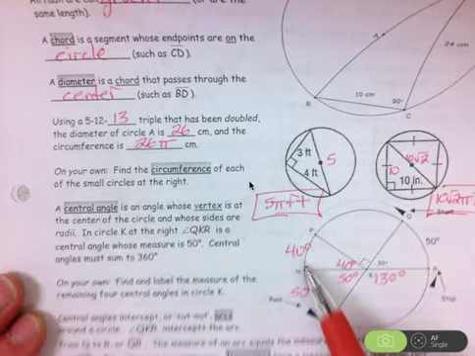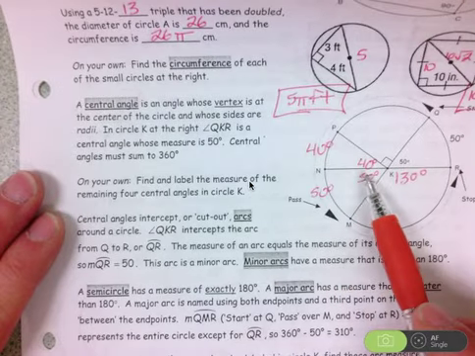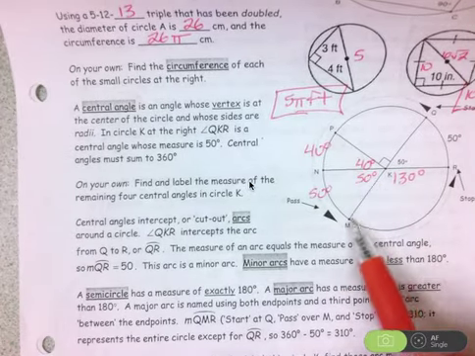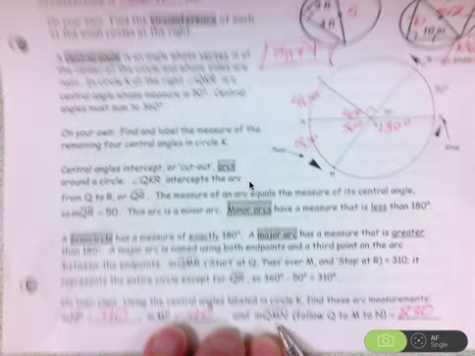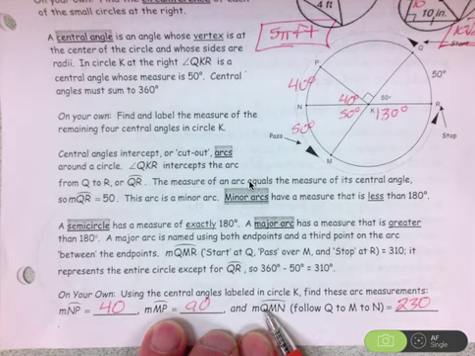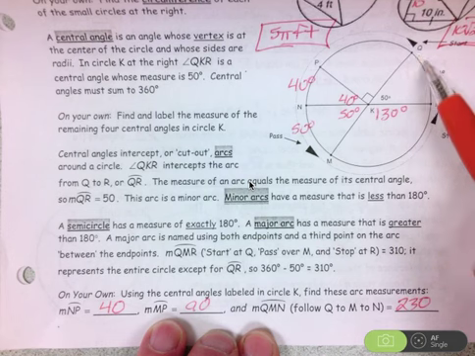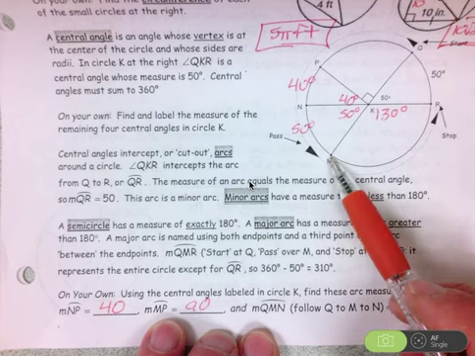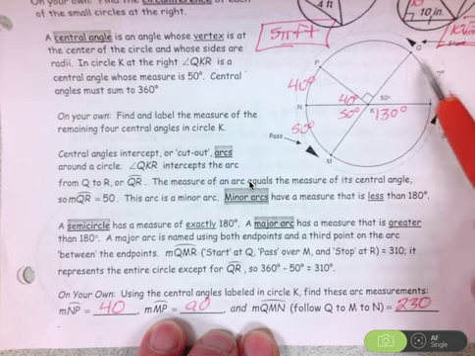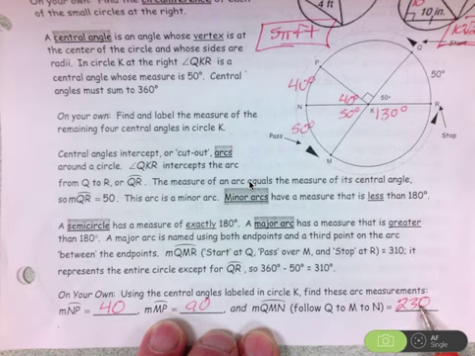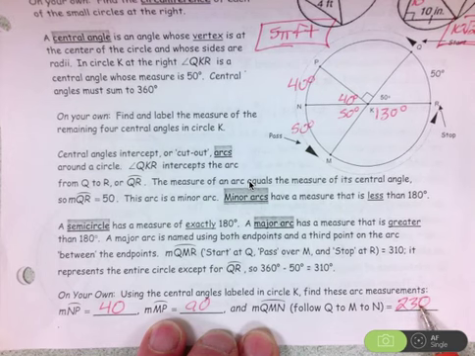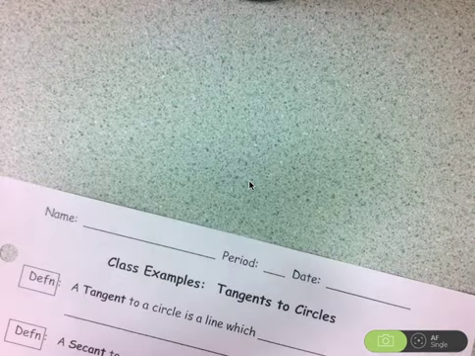So NP here at the very bottom has a measure of 40. From M to P, that measure is 90. And then from Q to M to N, that's literally telling you start at Q, trace over M, and stop at N. The sum of all of those arcs is 50 plus 130 plus 50. That makes 230 degrees.